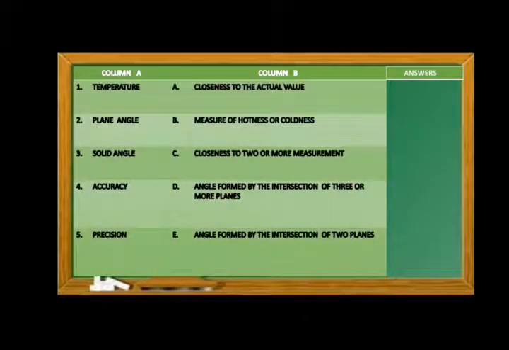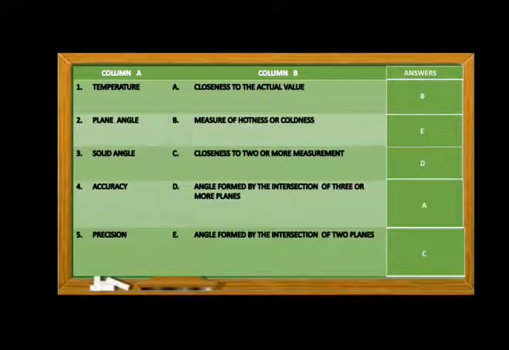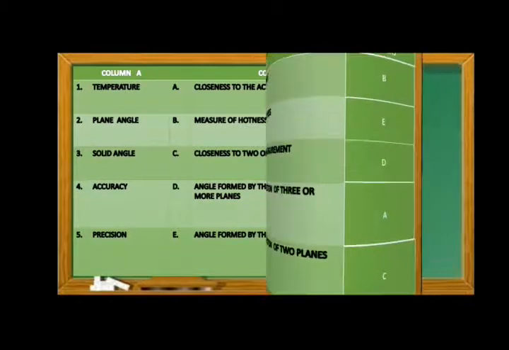Temperature. Temperature is the measure of hotness or coldness. Plane angle, angle formed by the intersection of two planes. Solid angle, angle formed by the intersection of three or more planes. Accuracy, closeness to the actual value. Precision, measure of closeness of two or more measurements.